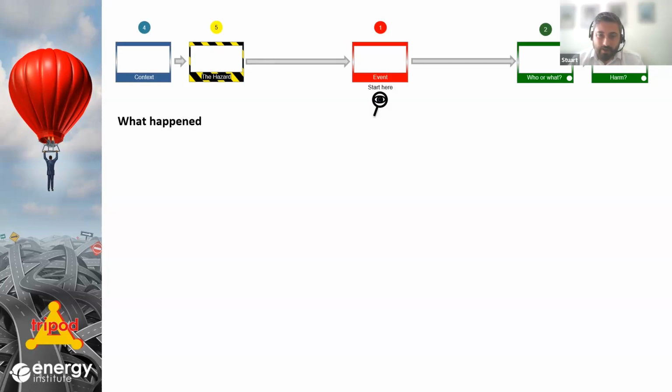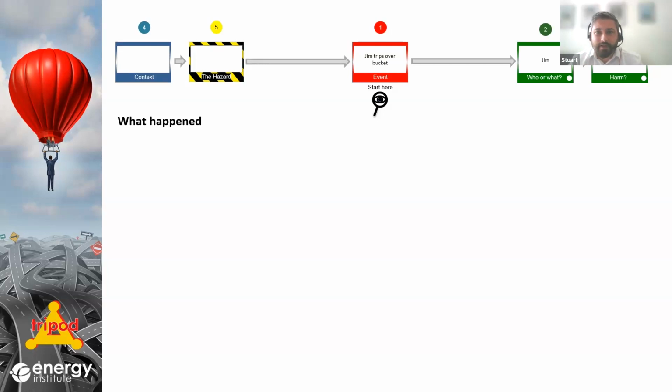So we start off in the middle with an event, and we record the event essentially as it's been described to us. So, for example, Jim has tripped over a bucket. This is a very, very simple example just to demonstrate how it's completed. So that's our event. We then ask, who or what was injured? In this case, it's quite straightforward. It was Jim. We look at what harm occurred. That could be the actual harm, or it could be the potential harm if we want to take it to the worst case scenario. In this case, the actual harm was grazed hands.